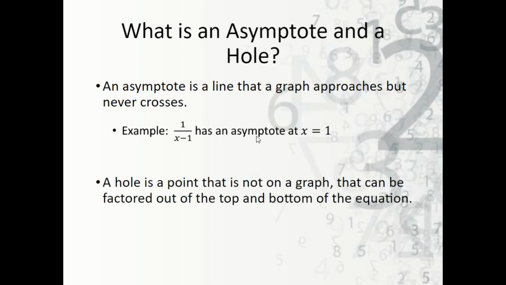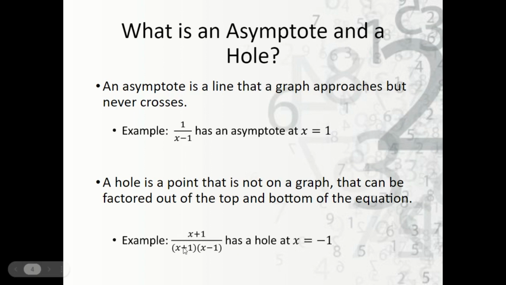Now, a hole is a point that is not on the graph, and because it can be factored out of both the top and bottom. So it's where the graph continues on and then stops for a second and then continues on after that. So an example of this would be x plus 1 over x plus 1 times x minus 1. And we'd say it has a hole at x equals negative 1, because this can be factored out of both the top and bottom. And then we would solve that for x, and we get x equals negative 1.